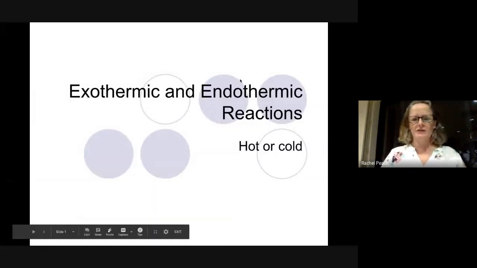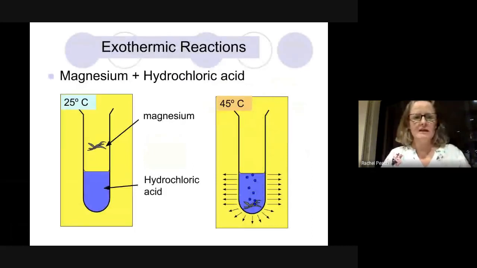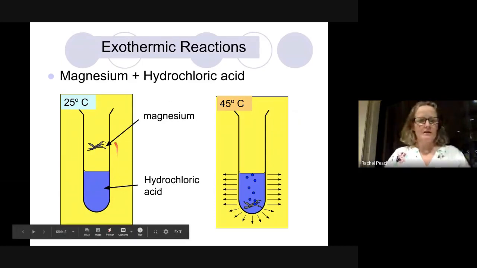Exothermic and endothermic reactions. Does a reaction get hot or does a reaction get cold? We've seen some excellent examples of exothermic reactions. Magnesium reacting with hydrochloric acid. You can see in this diagram that when the magnesium is added to hydrochloric acid, over on the left, a room temperature reaction of 25 degrees centigrade becomes a hot reaction mixture of 45 degrees centigrade.